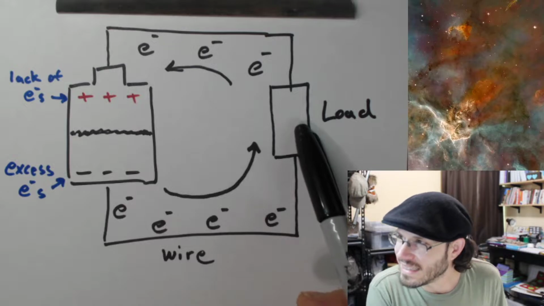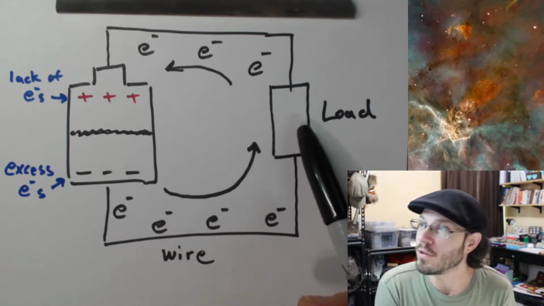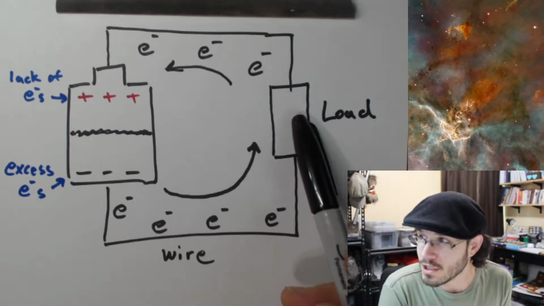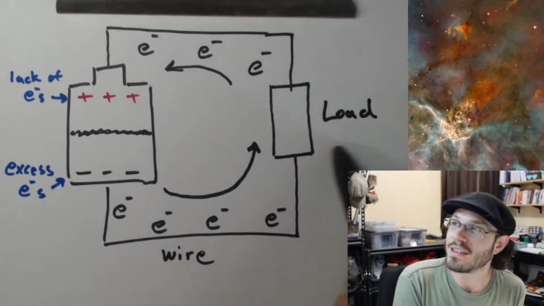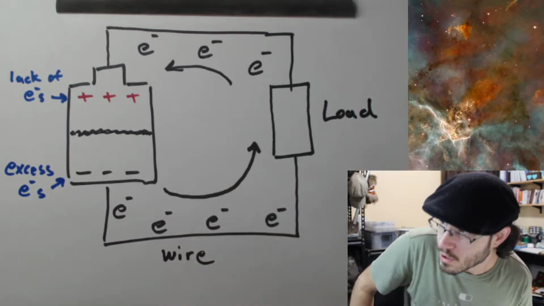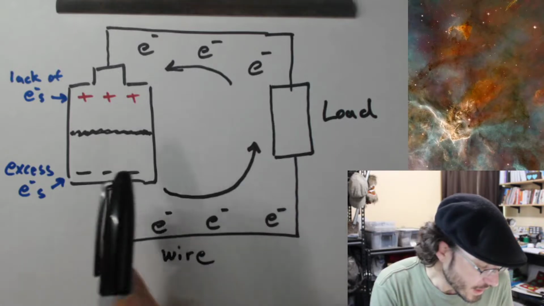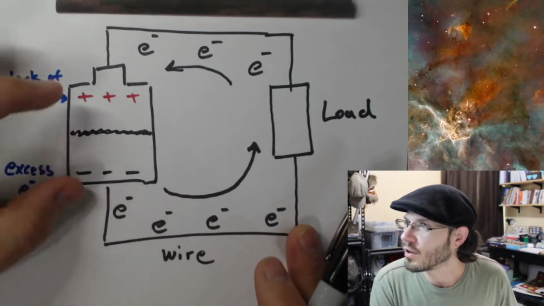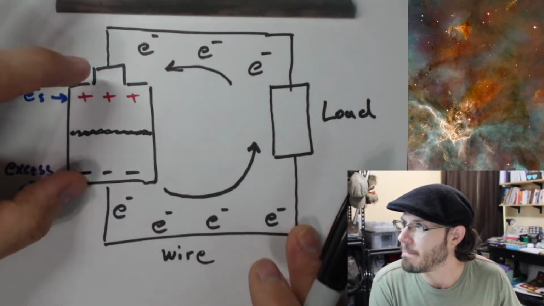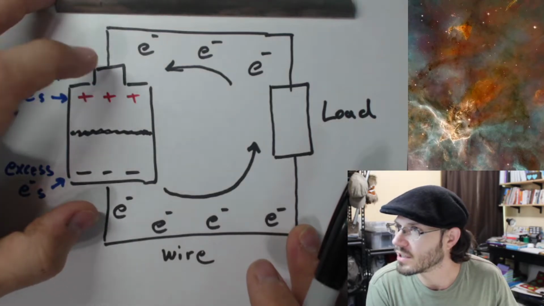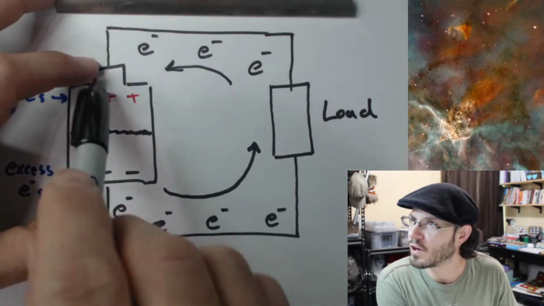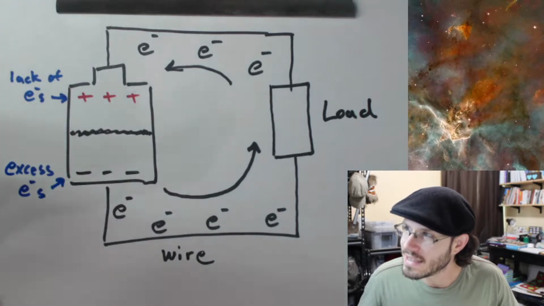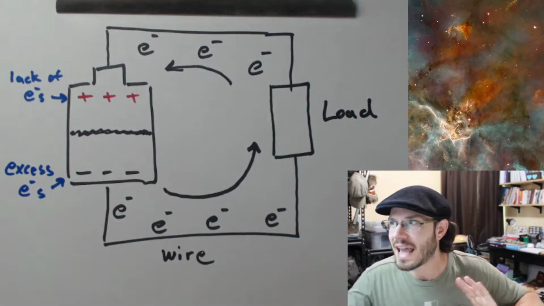This could be a light. This could be a computer. This could be your phone charging. It could be anything, okay? This is just a load, something we want to do work on. And it's all created by this imbalance of charge. So that's the first thing to know. It's the imbalance of charge that starts everything.